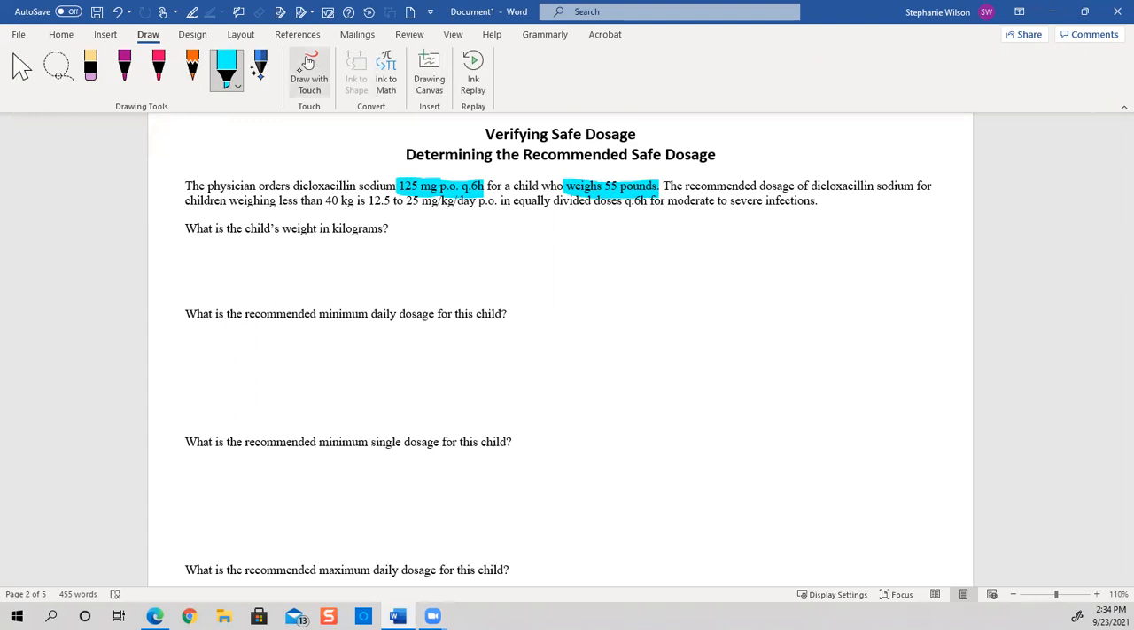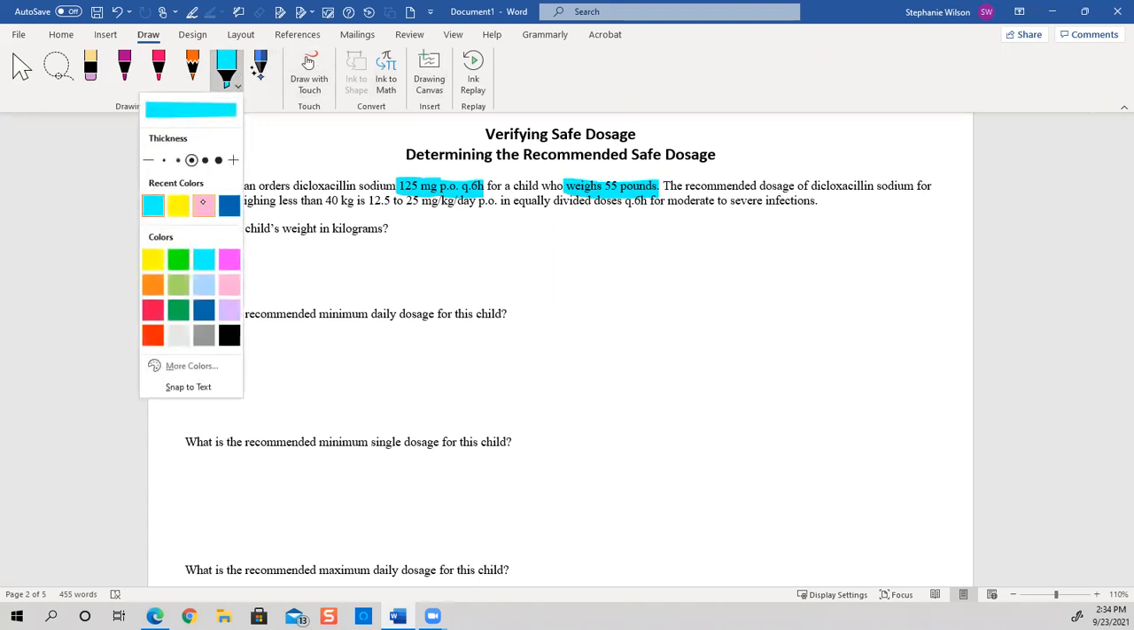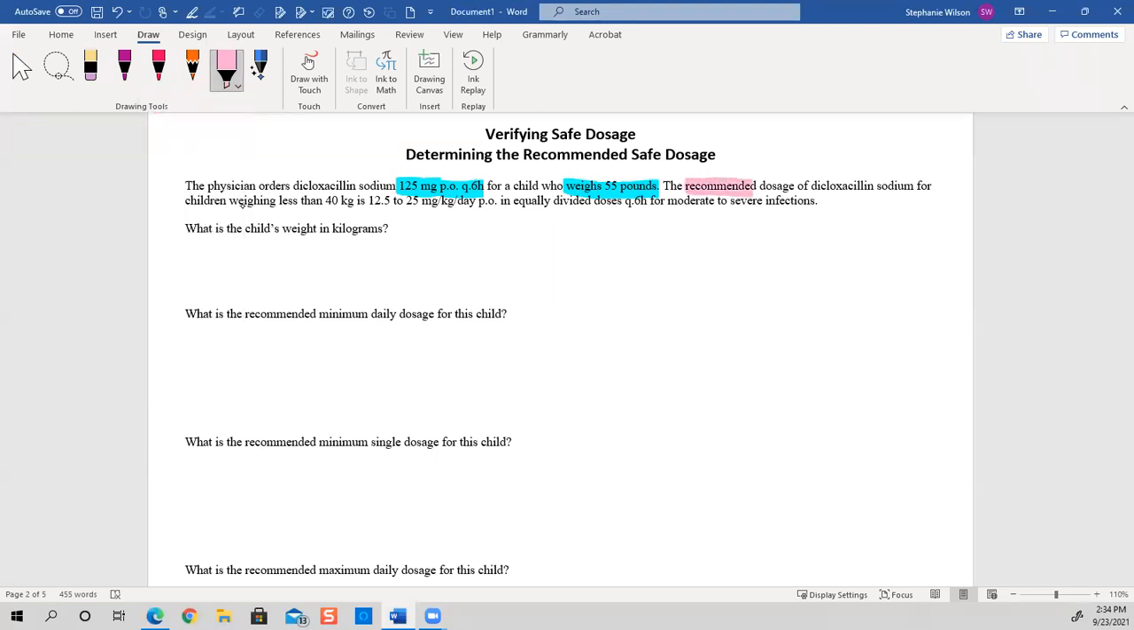And then what do we see next? The next sentence says recommended. Sometimes they'll say on insert or CD insert for safe dosage. This here actually says recommended dosage. So when I see this, I know that we have some factors we've got to factor in. The next part says that for children weighing less than 40 kilograms, we need to make sure this child weighs less than 40 kilograms before we say that we're even going to administer this drug. So let's do that right quick.